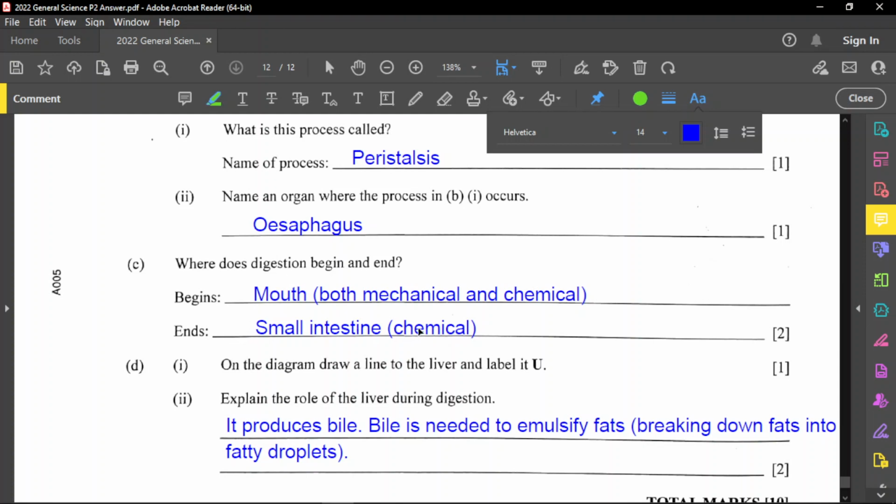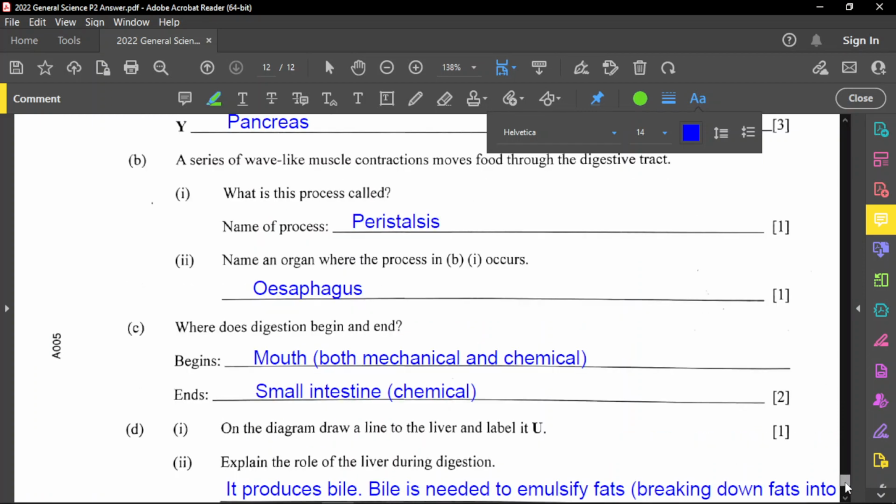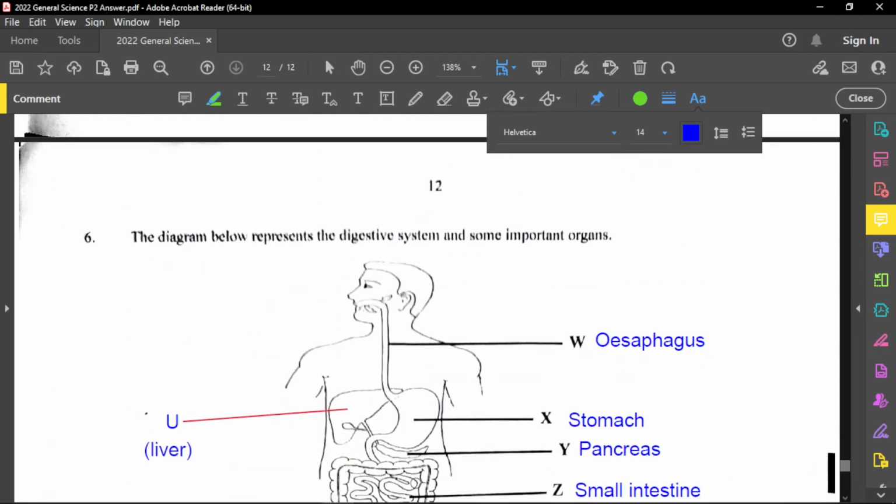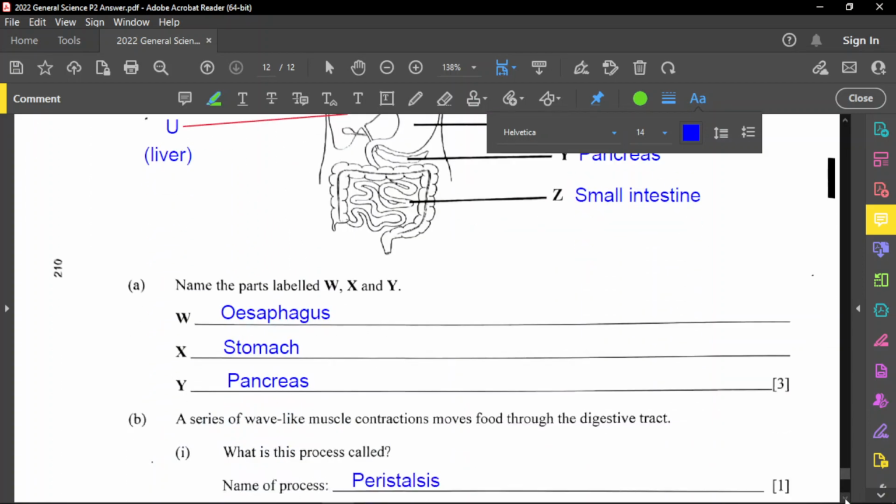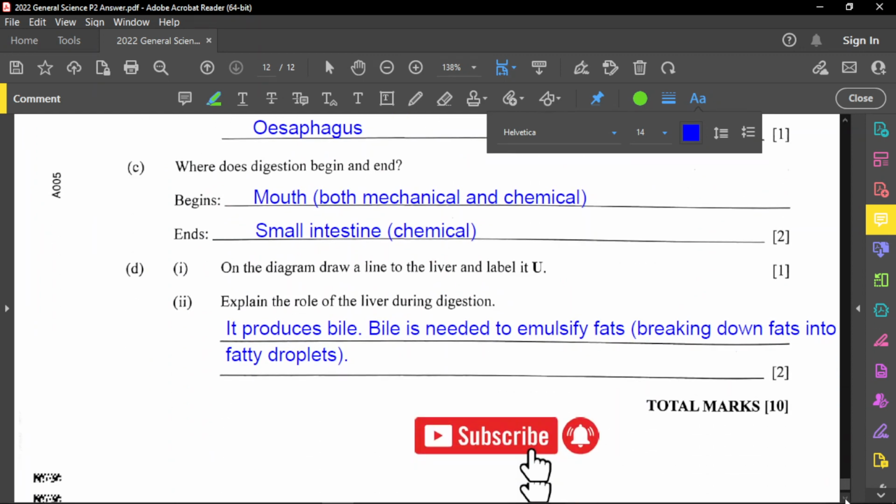The type of digestion taking place in the small intestine is chemical. All right, and for part D, it's on the diagram. On the diagram, draw a line to the liver and label it U, which we already did. So I can just go back to show you the liver here, which is U. All right, I know you have seen that before, so we are good at that. Next part of this question.